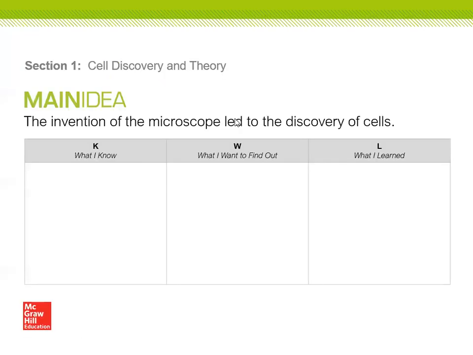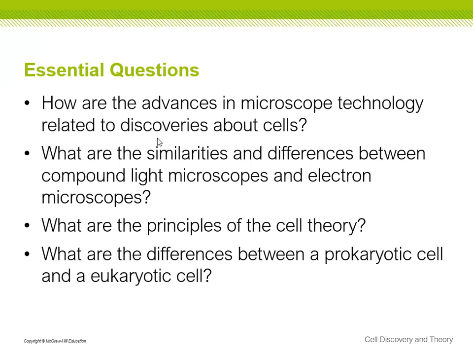Forward. So this is section 7.1. For cell theory, these are our 4 essential questions. We want to look at how this technology advancement has really adjusted what we can learn about cells. We want to look at the difference between microscopes. We want to look at what cell theory is.